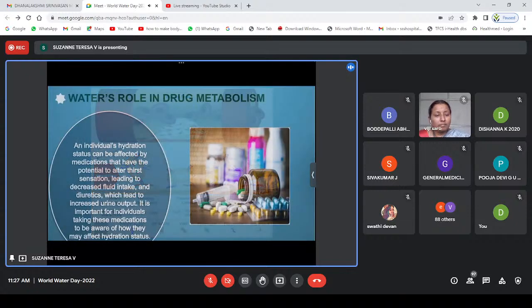Water's role in drug metabolism. An individual's hydration status can be affected by medications that have the potential to alter thirst sensation, leading to decreased fluid intake, and diuretics, which lead to increased urine output. It is important for individuals taking these medications to be aware of how they may affect the hydration status of the body.